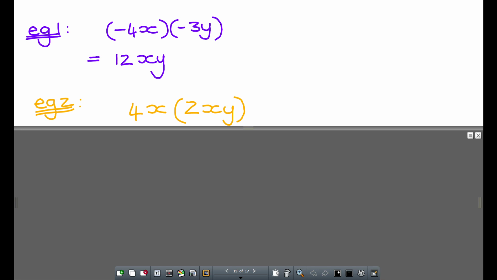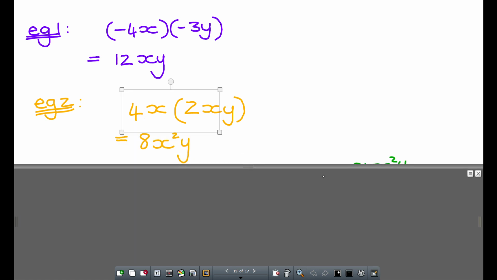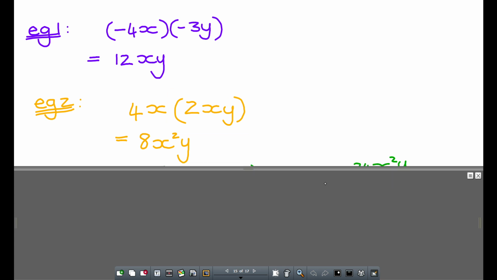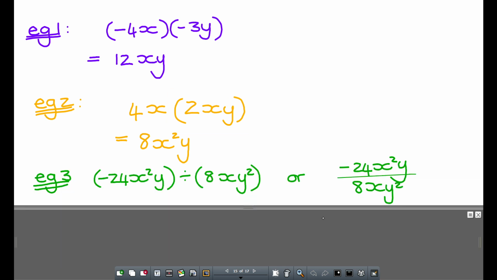Okay, so 4x times 2xy. So let's look at the numbers first, or the coefficients. 4 times 2 is going to give me 8. And then x times xy is going to become x squared y. Any questions there? Okay. Then the next one, minus 24x squared y divided by 8xy squared.